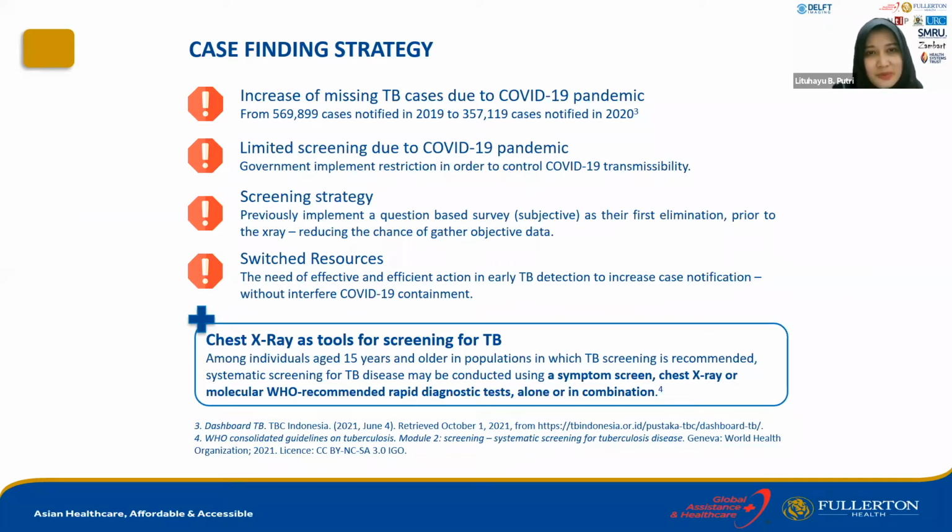Based on these problems, we are trying to create a better strategy for case finding. In 2021, the WHO guidelines on tuberculosis released a statement saying that chest X-ray is a tool for screening TB. So we could conduct symptom screening, chest X-ray, or a molecular TB test alone or in combination. So we are trying to switch from the previous strategy, a symptom questionnaire first, to having everyone get a chest X-ray to gain more suspected TB patients.